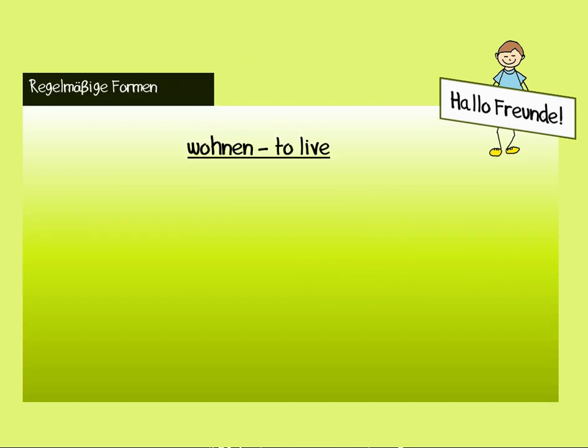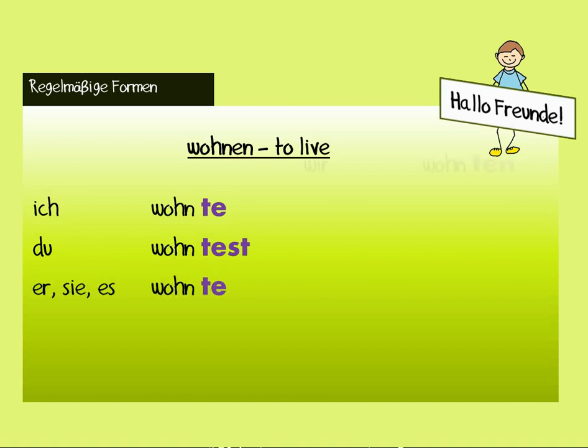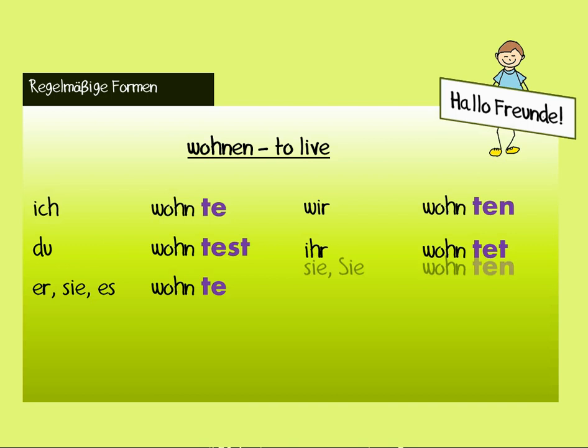Regular forms, like wohnen, to live, are pretty simple because all we do is we take our verb stem, just like you did in the present tense. You take the verb stem and you add the endings that you've already learned when we talked about the modals. Okay? So, ich wohnte, du wohntest, sie, es wohnte, wir wohnten, ihr wohntet, and sie wohnten. Okay? Notice that T in all of those forms, that T is a dead giveaway for the preterite.